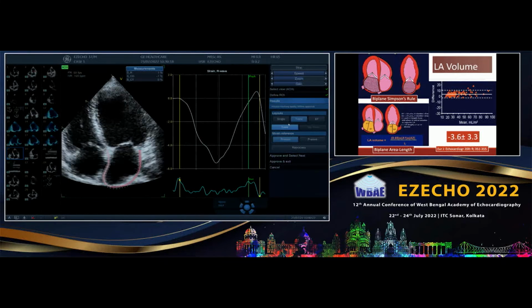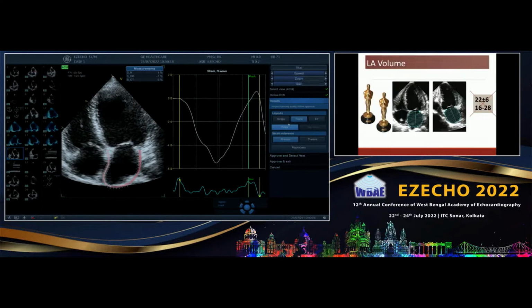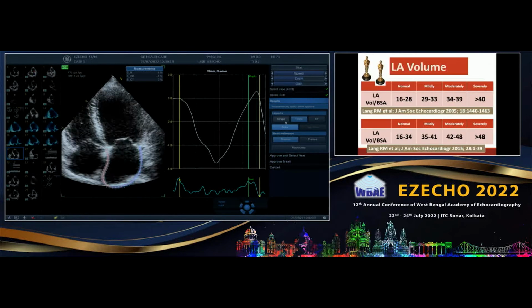And the smallest LA volume is after the P wave. That means after the atria is contracted. So that is at the peak of the R wave, you will have the smallest LA volume. Always index it to the body surface area.